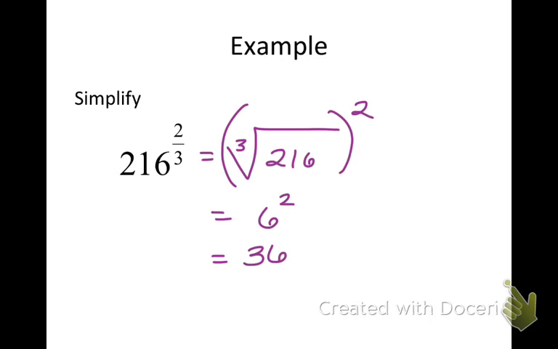Okay. Do we have the back and forth between this to this? Would you be able to go from this to this? So if I gave you one of these, would you be able to write it as a fractional exponent? Yeah. Okay. I have a question though. What?